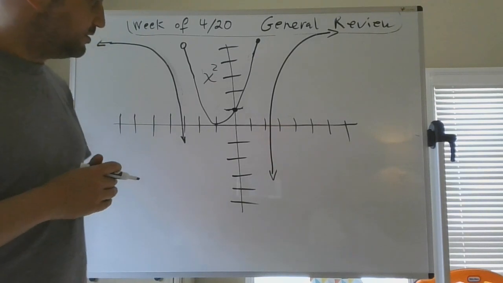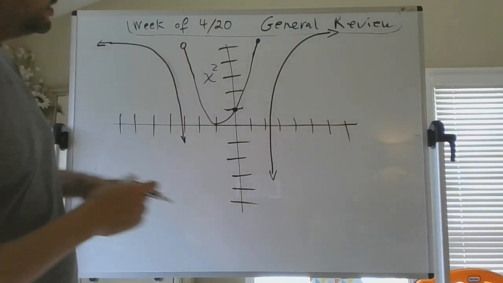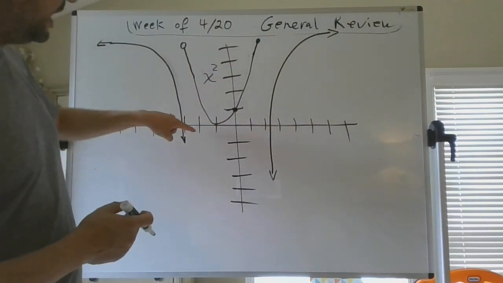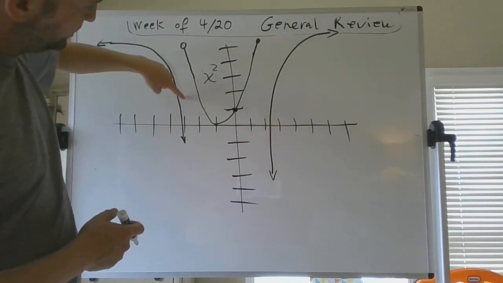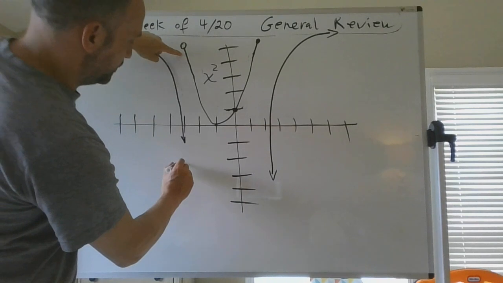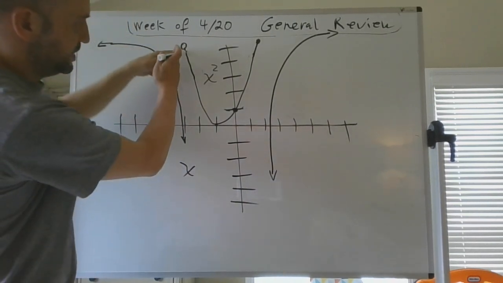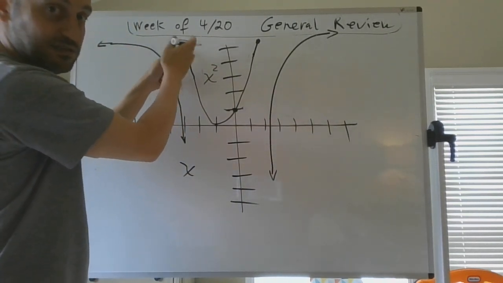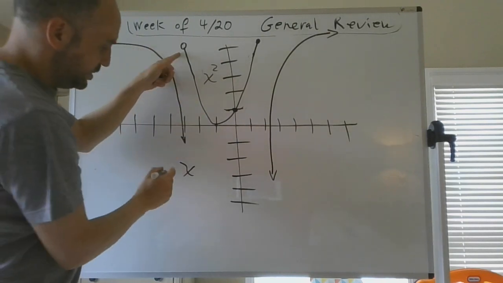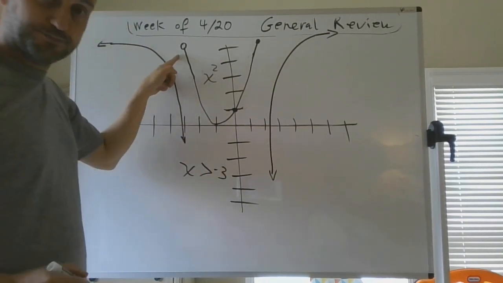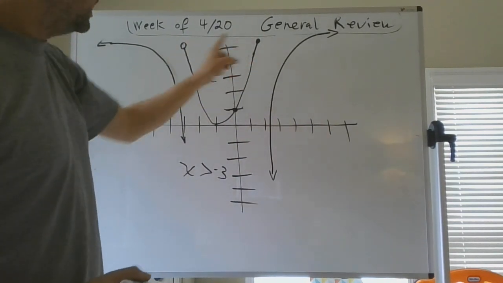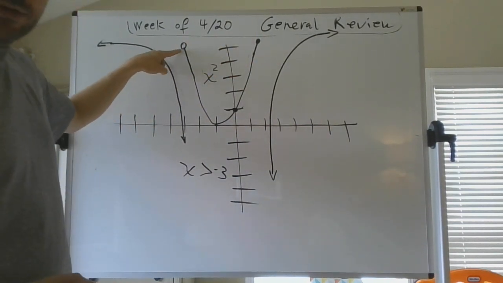But the key here is, what are the restrictions? What is it limited to? And it looks like over here, if you go to -3, x caps out at -3, does not go lower than -3. So x has to be greater than -3. And it's greater because it has an open circle.